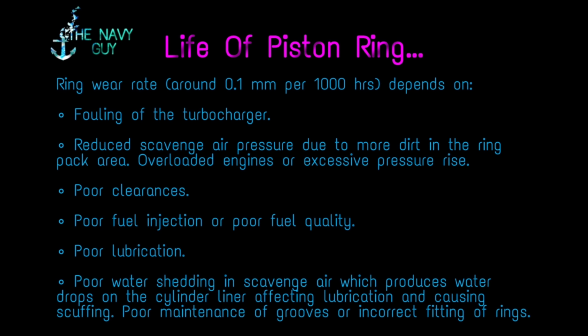If we talk about life of piston rings, that is wear rate of piston rings. Ring wear rate, around 0.1 mm per 1000 hours, depends on fouling of the turbocharger, reduced scavenge air pressure due to more dirt in the ring pack area, overloaded engines or excessive pressure rise, poor clearances, poor fuel injection or poor fuel quality, poor lubrication, poor water shedding in scavenge air which produces water drops on the cylinder liner affecting lubrication and causing scuffing, poor maintenance of grooves or incorrect fitting of rings.